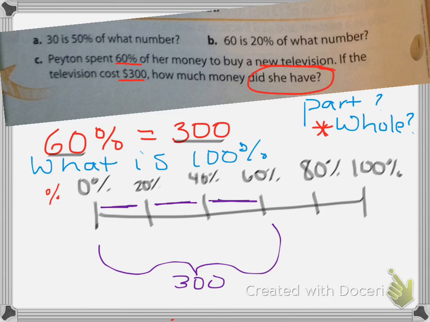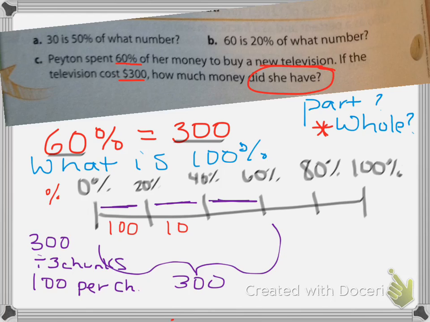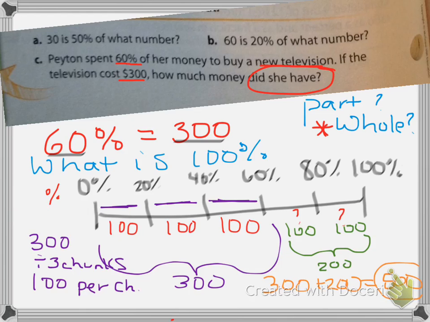So it says if 60% is equal to 300, so 20, 40, 60, this is the problem where you need to go, okay, 300, put a bracket around it, and go, okay, I have 3 chunks, and I have 300 to give out those 3 chunks. So I'm going to take the 300 and divide it by 3 chunks, and that gives me 100 per chunk. So then I'm going to label my number line with that. 100 on the bottom, 100, and 100. So if those 3 are 100, you can probably predict that the next 2 will also be 100. And they are. And then all you need to do is add together your 300 and 200, and you get a total of 500. So she started with $500.